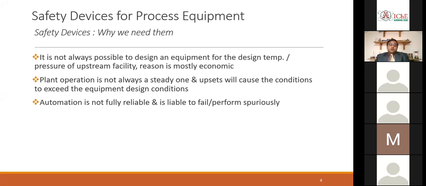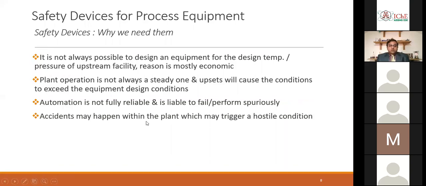And in my personal experience also, I have seen that because of some faulty instruments, a perfectly running system gets tripped and it causes haywire in the plant. And then accidents may happen within the plant which will trigger a hostile condition, some fire here and fire there.